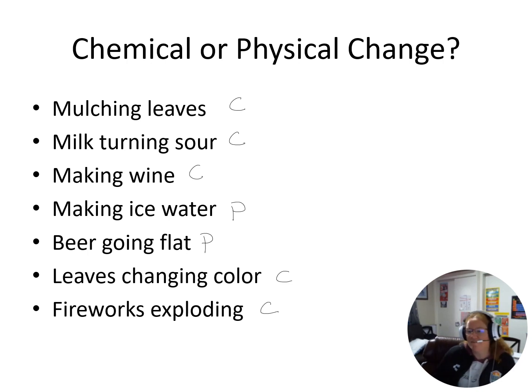Okay, so we have physical and chemical changes all around us, not just in the chemistry lab, but all the processes around us are some sort of physical or chemical change.